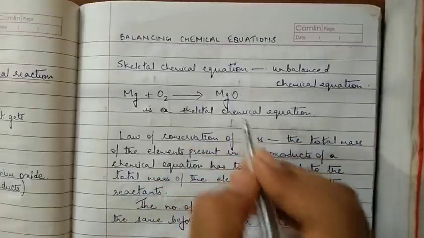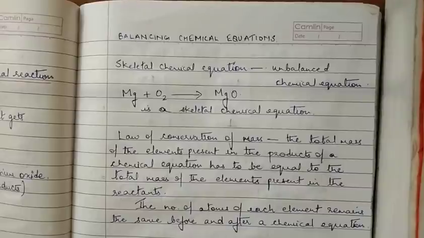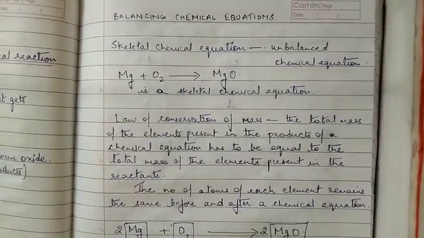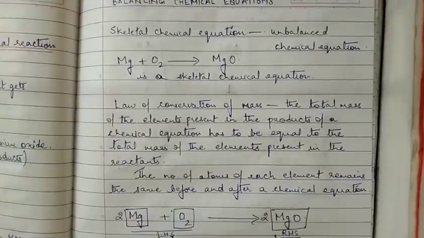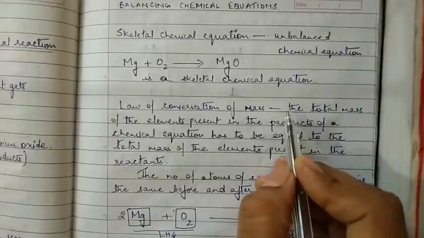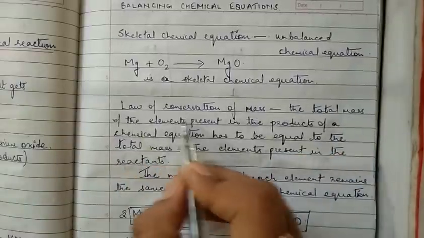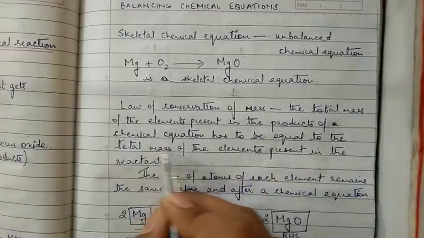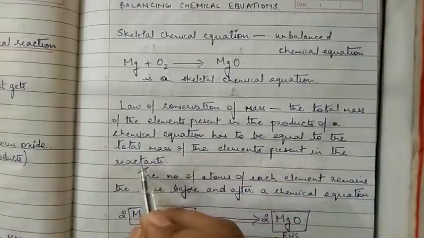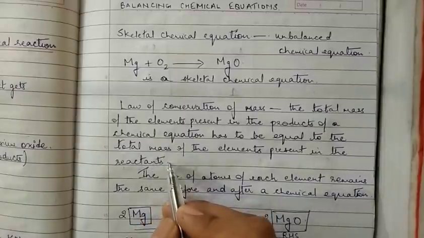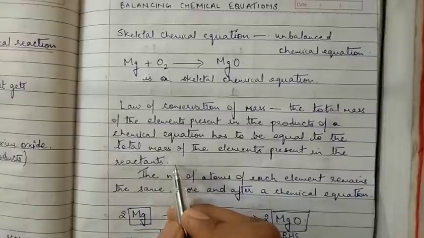Now what is the need of balancing such chemical equations? The need is because of the law of conservation of mass, which we have already learnt in the previous classes, where we saw what the law of conservation of mass said. It said that the total mass of the elements present in the products of a chemical equation has to be equal to the total mass of the elements present in the reactants. In simple words, we were defining the law of conservation of mass as mass can neither be created nor destroyed.